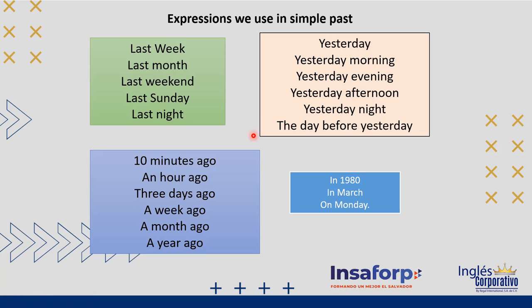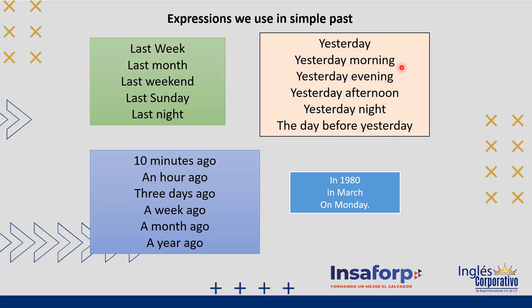So we can also use yesterday. Yesterday, what is the meaning of this word? Is it mañana o ayer? Ayer. Okay, excellent. Yesterday means ayer. If you want to be a little bit more specific, si quieres ser un poco más específico, when yesterday, or what time yesterday, a qué horas ayer. So you say yesterday morning, yesterday evening, yesterday afternoon, yesterday night, and the day before yesterday. We can use this, the day before yesterday.